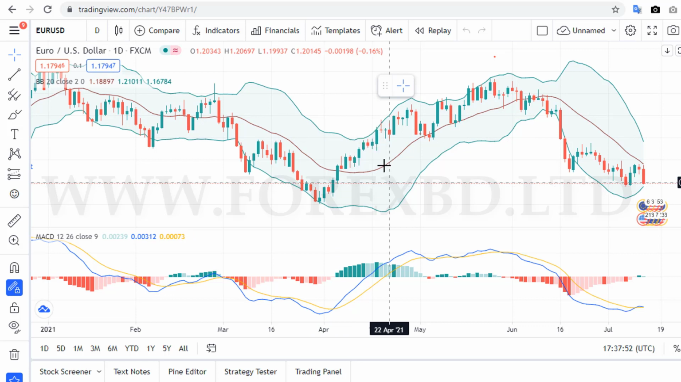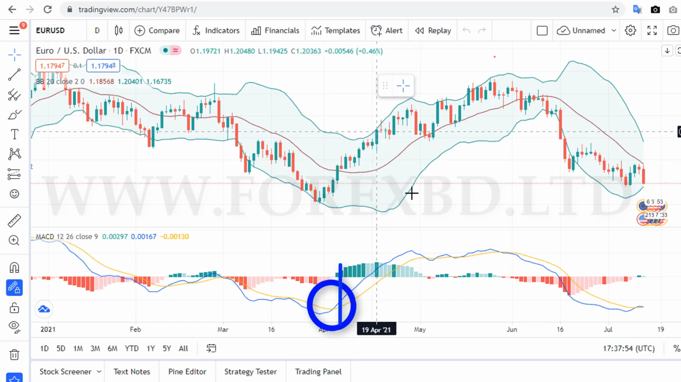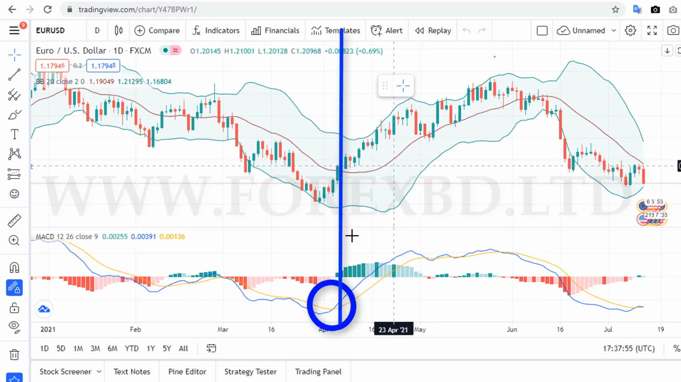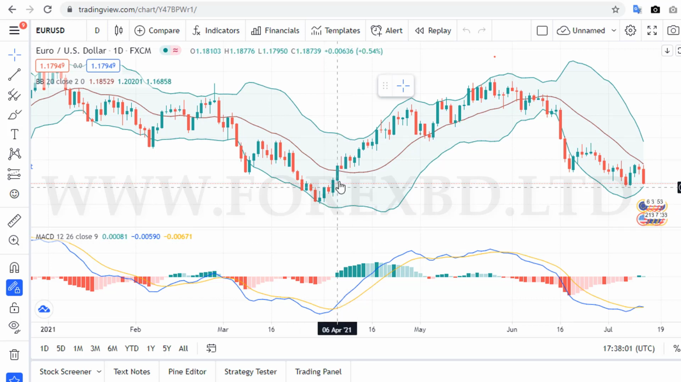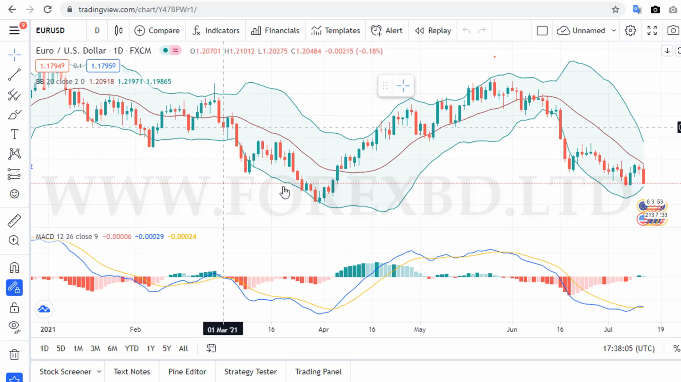Here you can see that the MACD line crosses the signal line, but in the Bollinger Band we can see that the market is in the middle band here. But you will not take any entry from such a position. When the market is in the lower band or upper band, then you will take entry if you want to get a strong signal. You want signals that are very strong and easy to profit. So you will easily get strong signals through this indicator.